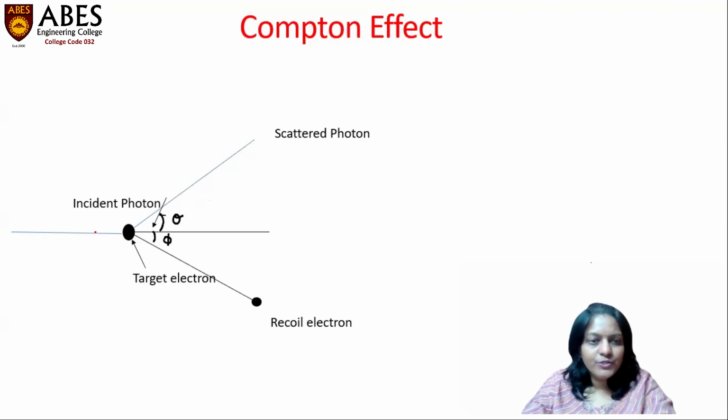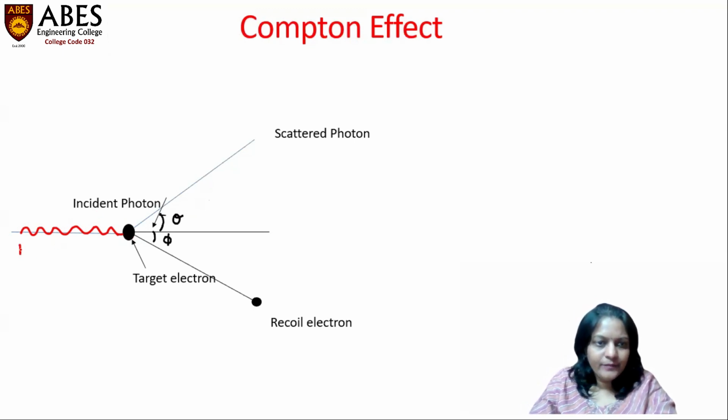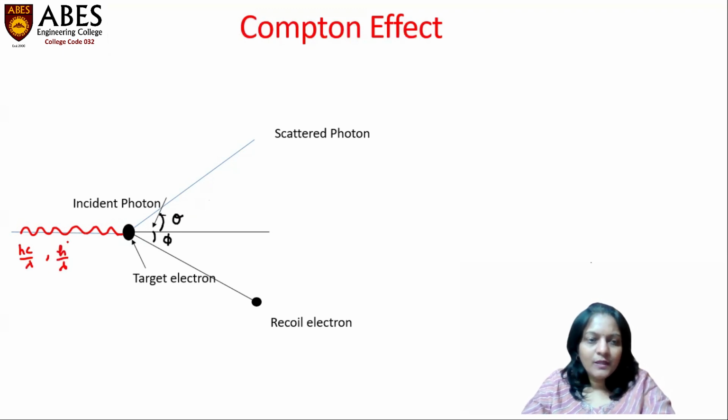This blue one shows the X-rays. These X-rays are coming and incident on the target electron. This incident photon has the energy hc by lambda and momentum h by lambda. It gives some part of its energy to the target electron, and its wavelength becomes lambda dash, energy hc by lambda dash and momentum h by lambda dash.